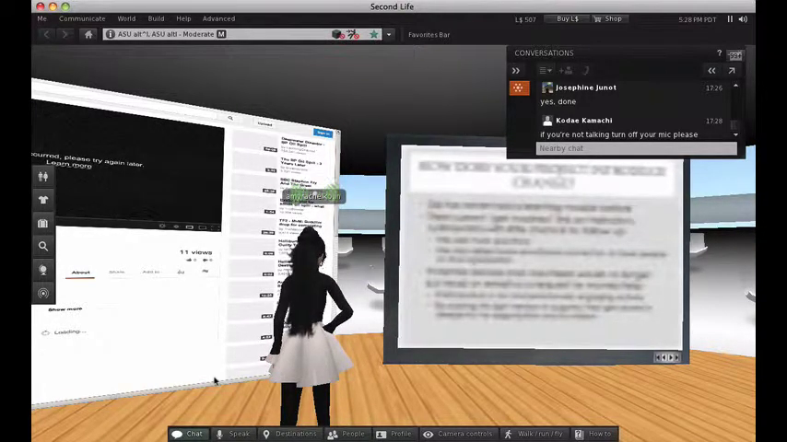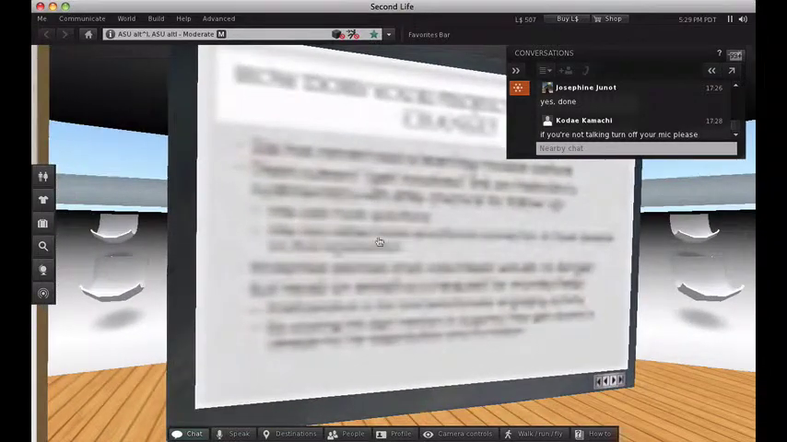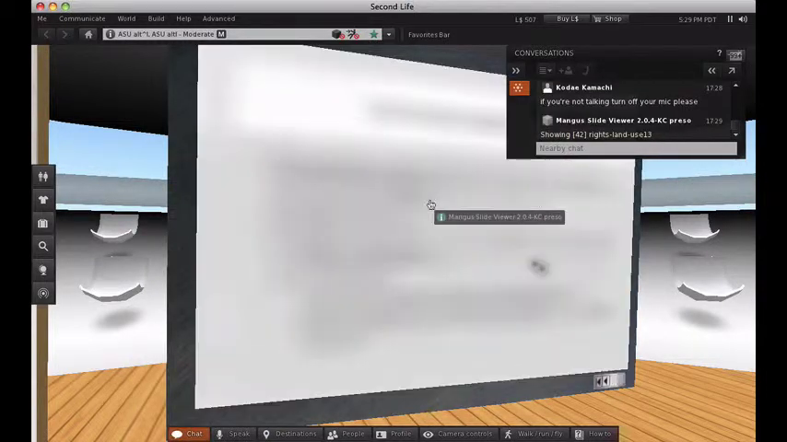So if you were to email this to people as part of a campaign, you wouldn't just be reading an email. They wouldn't just be asking you for money. You'd actually be participating in something fun and emotionally engaging. And as I mentioned, you're kind of playing a light version of a game.